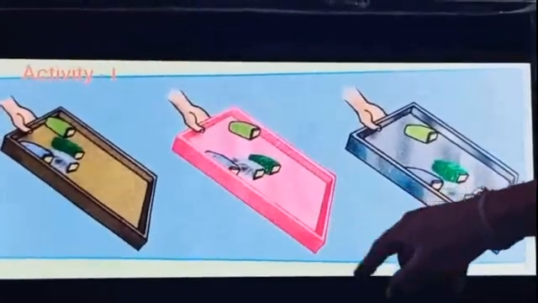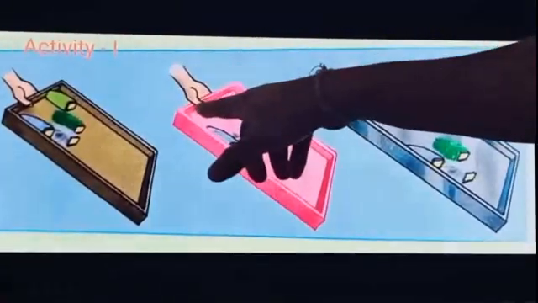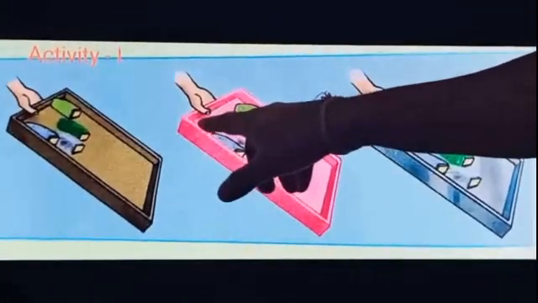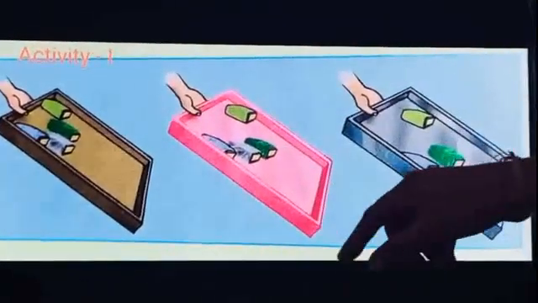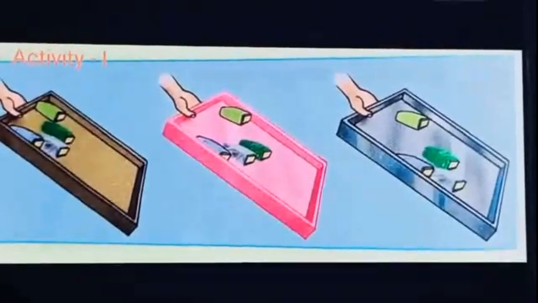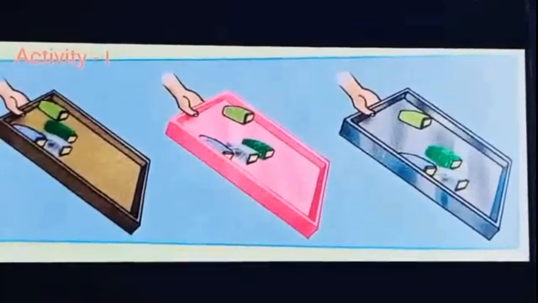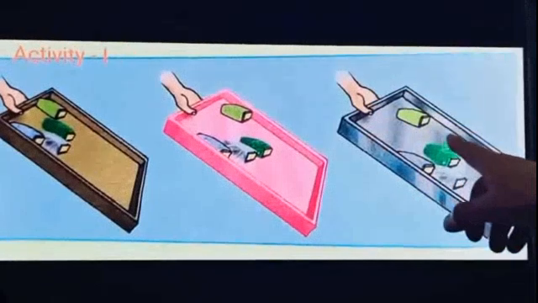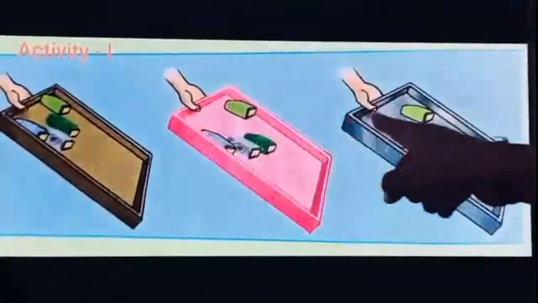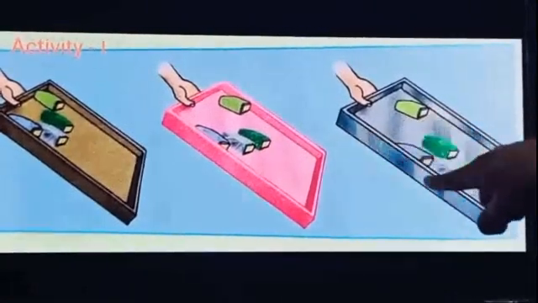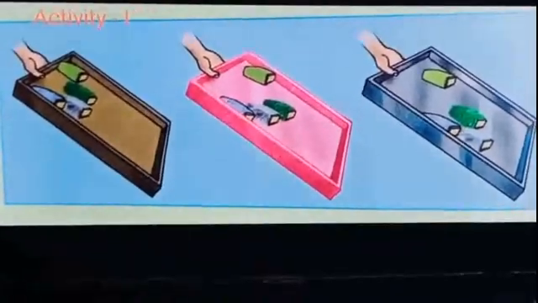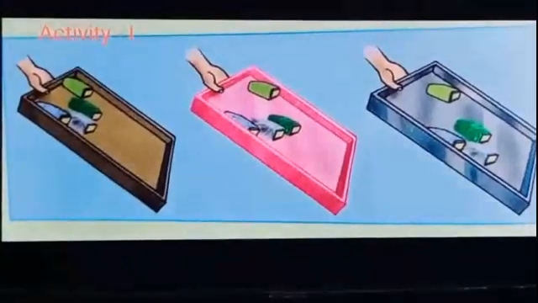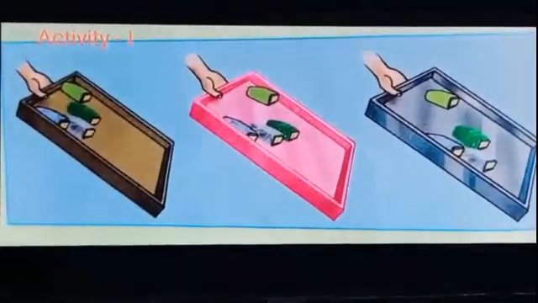Now we repeat the same activity with the plastic tray. After placing all the matchboxes at one corner, tilting the end of the tray and observing the matchboxes reaching the second end, we observe that the time of reaching the second end is different from the first two cases, that is, with the wooden tray and the steel tray. So this activity shows that the force of friction depends upon the nature of the surface in contact.